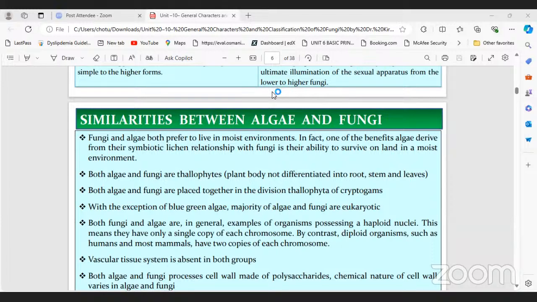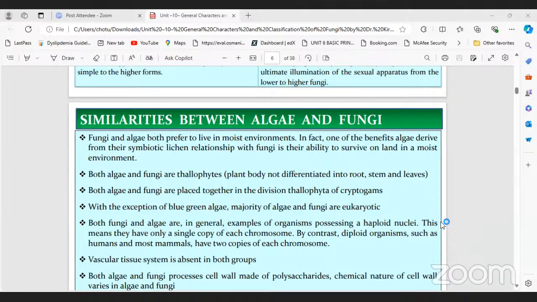In algae, water is a must. That's why algae cannot survive on land alone, but they depend on the fungi to survive in moist soil, while the algae produce the food material. Both benefit. That is symbiosis. Both algae and fungi are thallophytes, meaning undifferentiated into root system, stem system and leaf system. Both are placed together in the division called cryptogams.